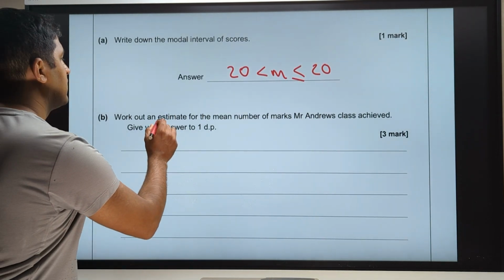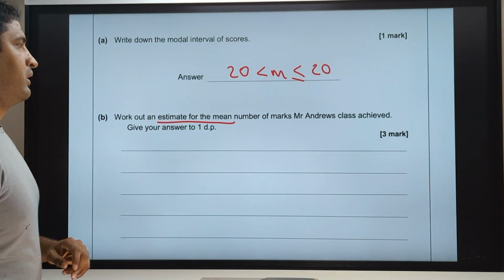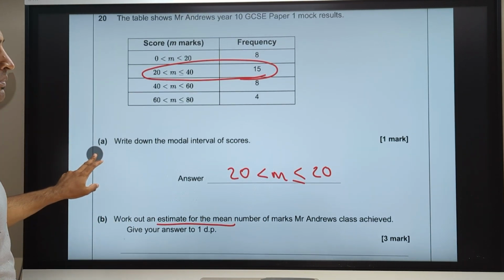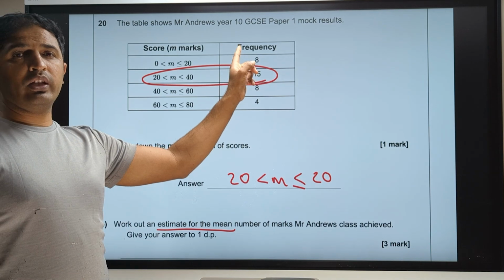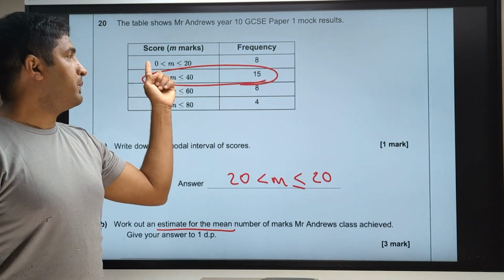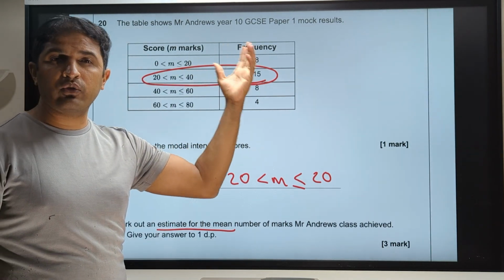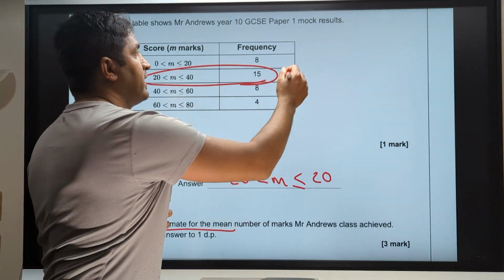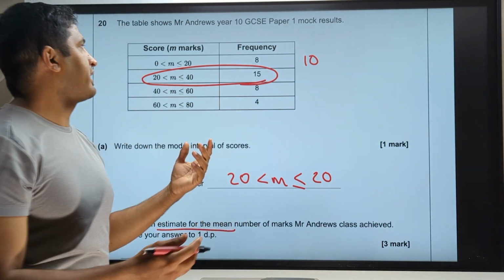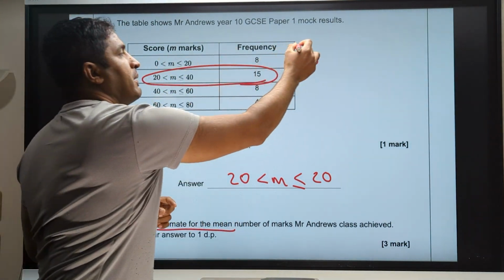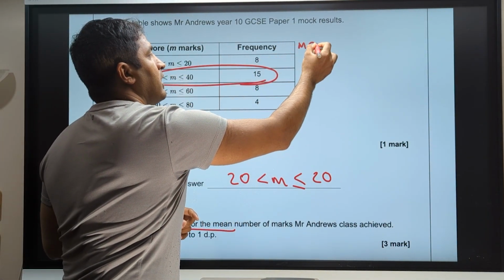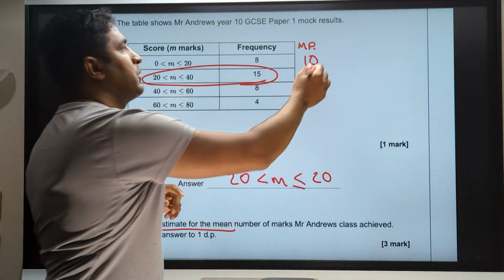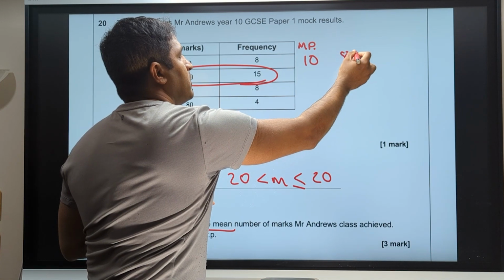Estimate of mean, to correct to 1 decimal place. Now, the reason they said estimate of mean is because we don't know what these 8 people scored. They scored between 0 to 20. So we don't know the actual score of those 8 people. So we're going to assume that all of these 8 people scored 10 marks. Midpoint. And that's what that midpoint column is going to be. Okay. So all of those 8 people scored roughly 10 marks. So the total of those 8 people would be 80 marks.